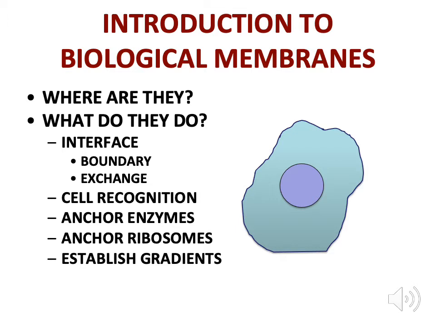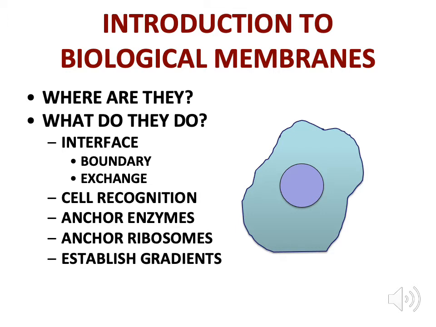Membranes can be found all throughout the interior of the cell, interspersed in a network throughout the cytoplasm. So biological membranes are found virtually everywhere. I even find them in bacterial cells. So what do they do? Well, essentially a membrane is going to be an interface. It's a boundary between one place and another.